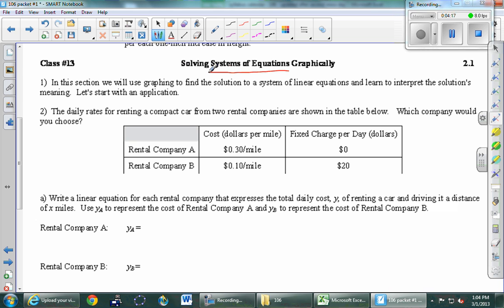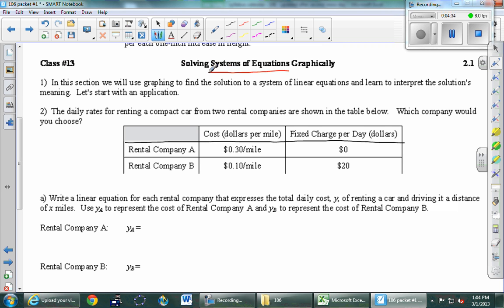Okay, let's take a look at the chart here. So we've got the first company, which charges a flat rate of 30 cents a mile. Right, we're renting a car, so however many miles we drive will affect the cost. And then there's a fixed charge of $0 per day. So it's just 30 cents a mile. That's what you pay, right?